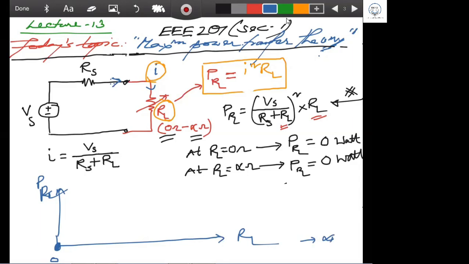So if RL is 0 here, the power is 0 at RL equal to 0, and the power is 0 at RL equal to infinity. At both cases, the power is 0. Here the red point is the power, and at infinity also, the power is 0, so 0 watt. Infinity is far away, that's why I'm just writing 0. So at RL equal to 0 ohm, at RL equal to infinity ohm, at both cases, the power is 0. Understand it? Yes, sir.